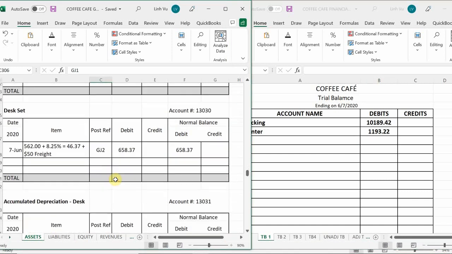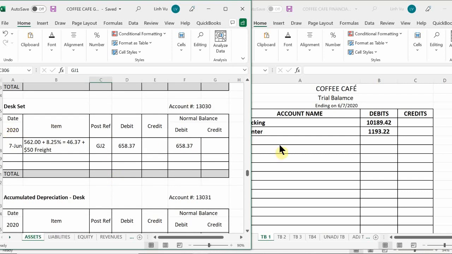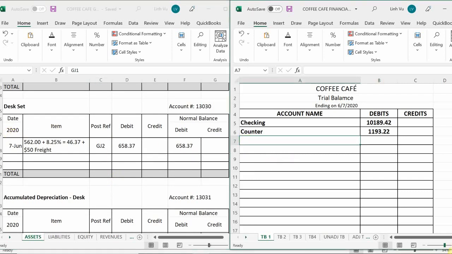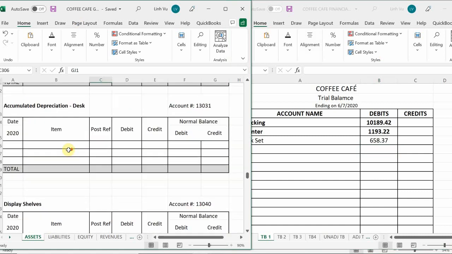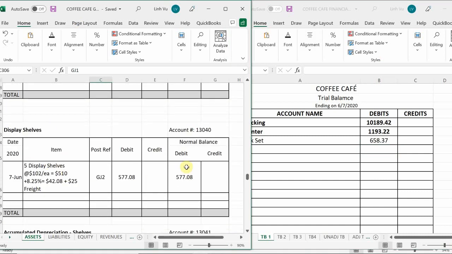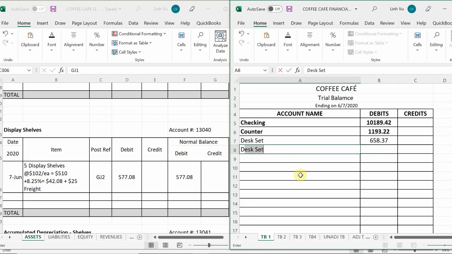Okay. We also bought a desk set, right? We just recorded this, right? For $600. On the debit side, $658.37. Okay. And we have some display shelves for $577.08.